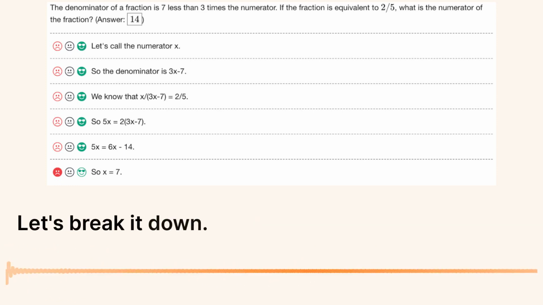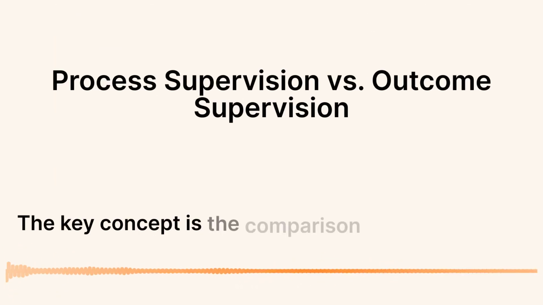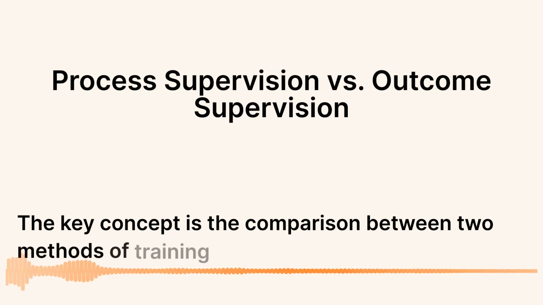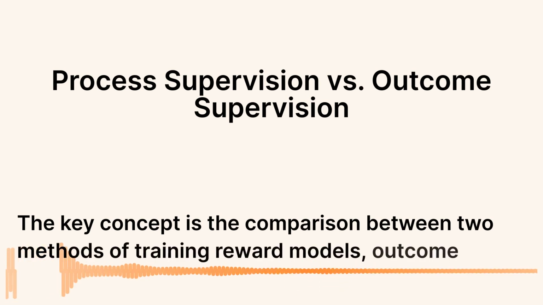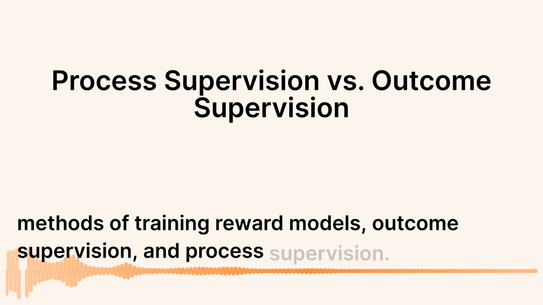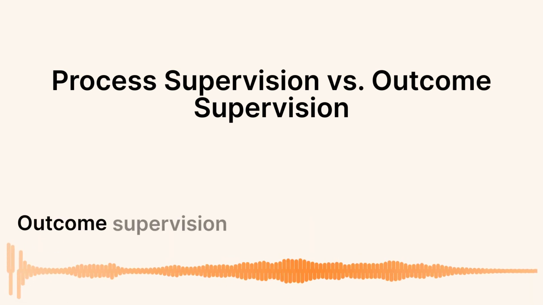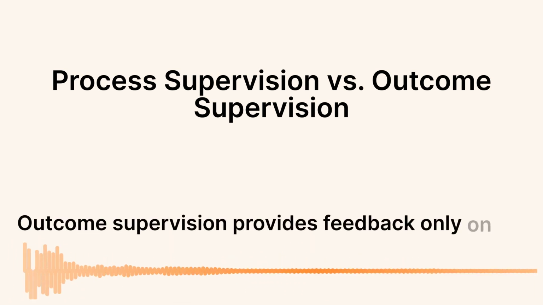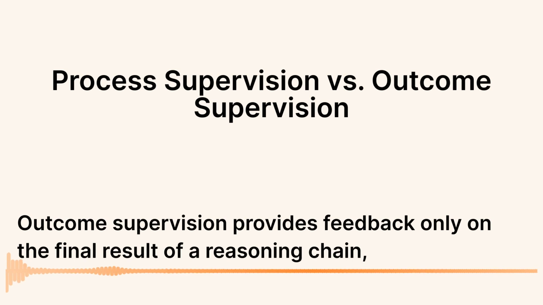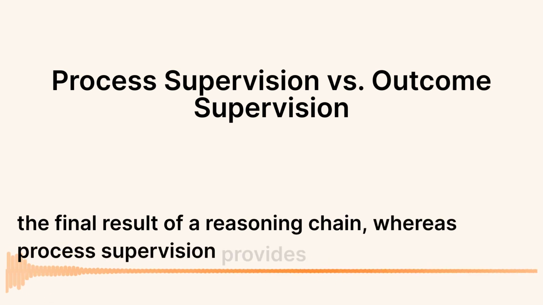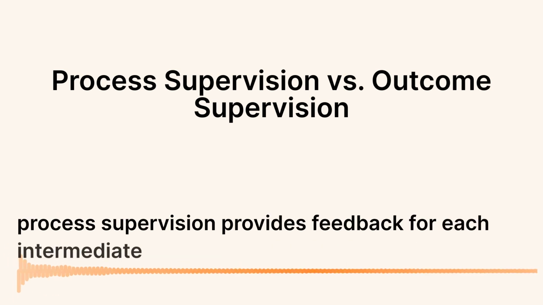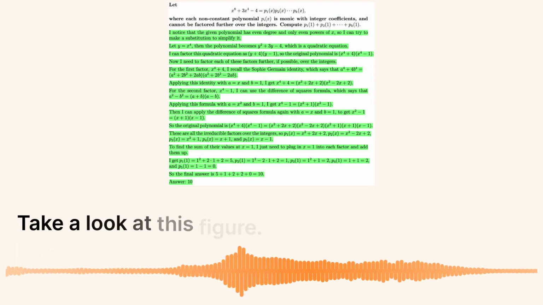Let's break it down. The key concept is the comparison between two methods of training reward models: outcome supervision and process supervision. Outcome supervision provides feedback only on the final result of a reasoning chain, whereas process supervision provides feedback for each intermediate step. Take a look at this figure.